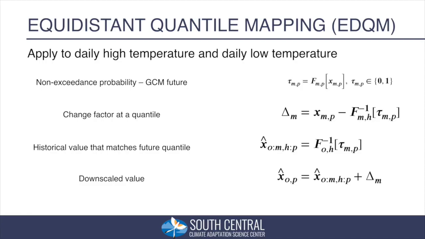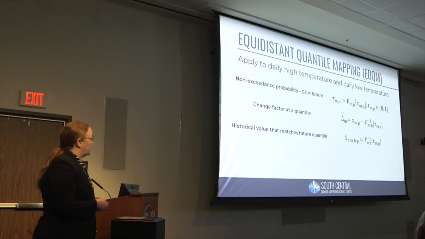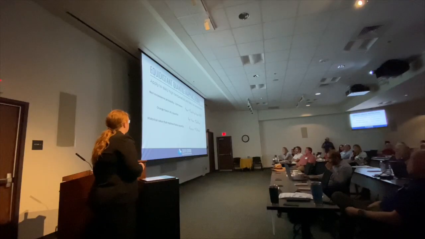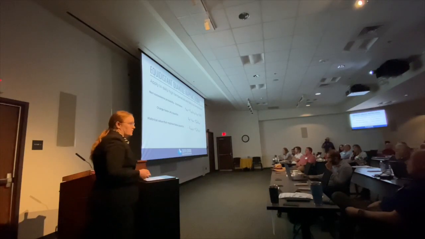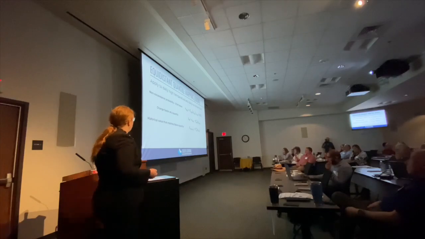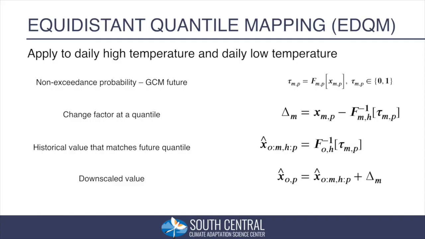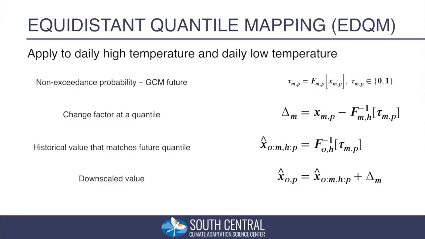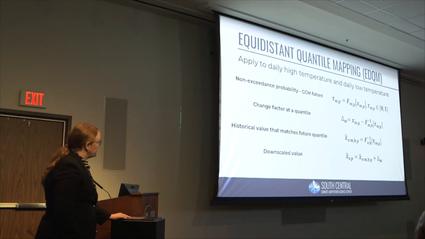From that, we look for the historical value that also matches that future quantile. So we're taking our future non-exceedance probability with the inverse cumulative distribution function of the observations to get a sense of what that observed value would look like. And the final step, done for every single quantile that we can, is the actual downscaled value itself, which is the value here plus the change factor for that particular quantile, to give us an estimate of what that future value would look like in all of this.